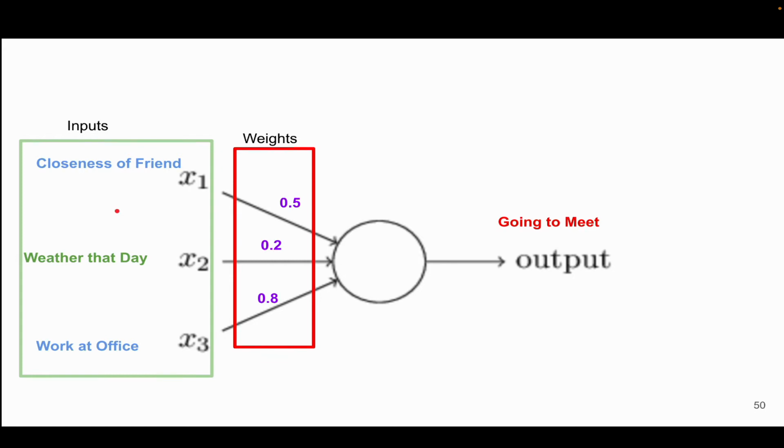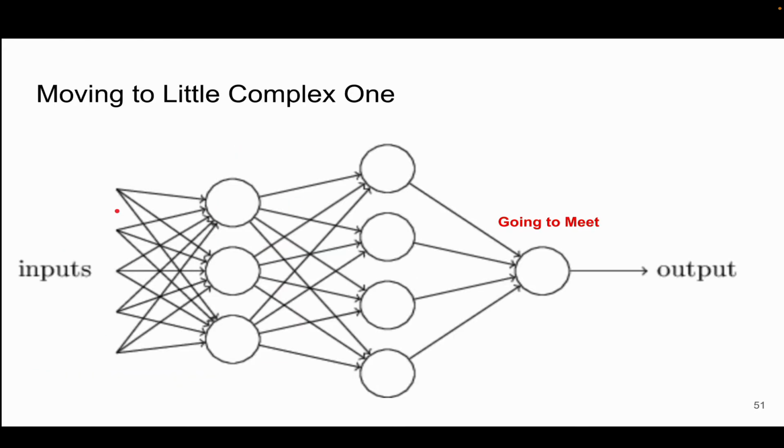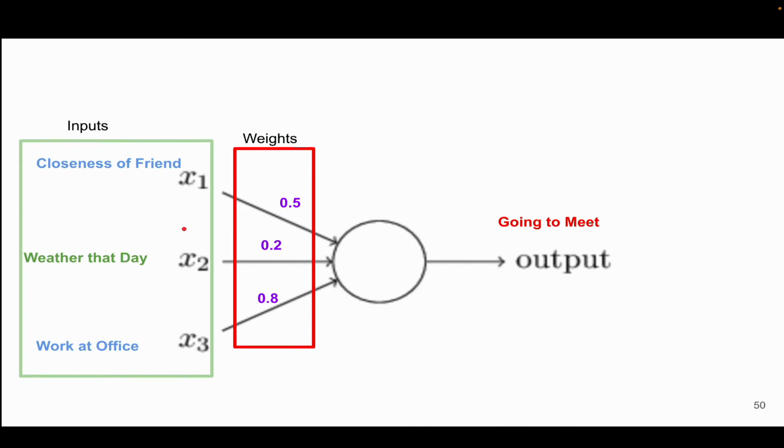These are the inputs that I have to provide, and this is how the neural network is. So we have certain features, we have certain weights, and based on weights we find the output. We multiply the closeness of friend with its factor, the weather that day with its factor, and the work at office with its factor, add them and put it here. Then we have a certain threshold: if the result is more than 0.5 I will go, if the result is less than 0.5 I will skip that meeting.